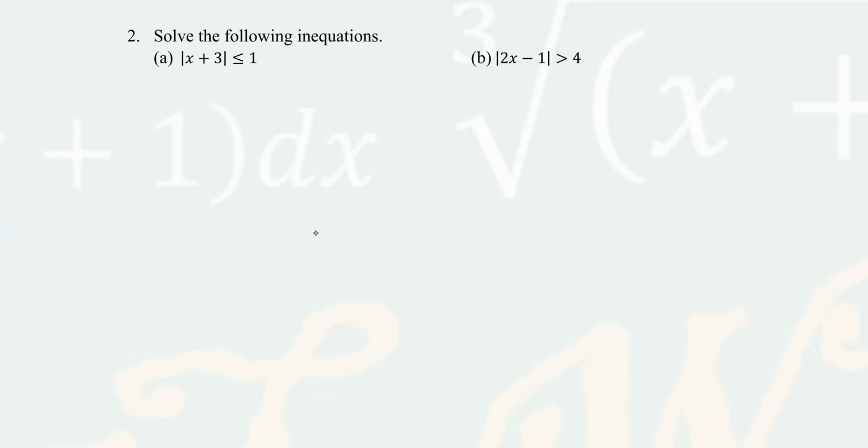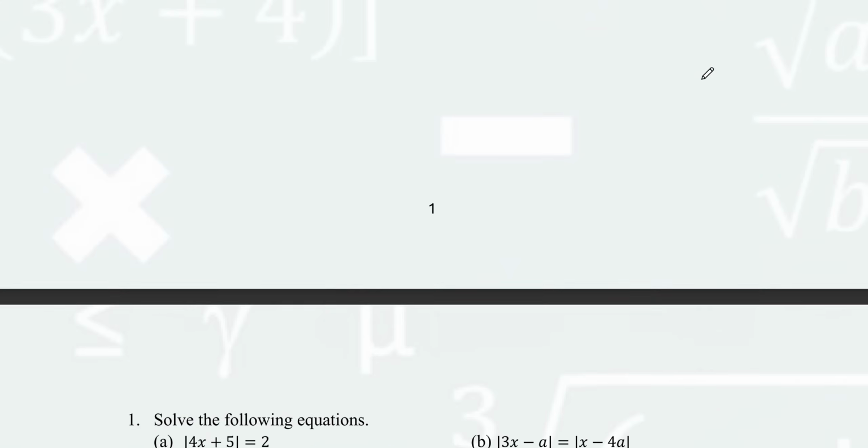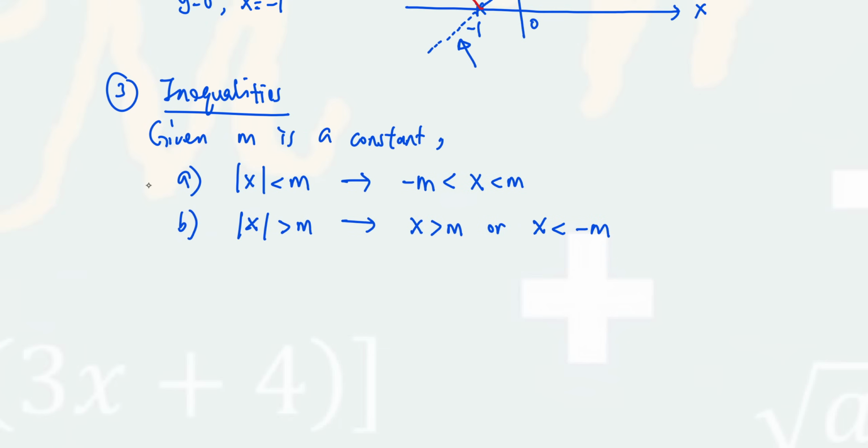Question 2. Solve the following inequalities. When you look at this inequality, it just involves one function and one constant for both cases. So for one function and one constant, we can just refer to these two formulas. That's why I have written down here that this m must be constant. If it is not a constant, you are not allowed to use these two formulas. Please take note of that.